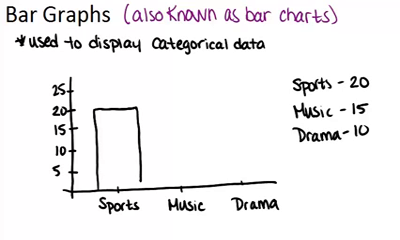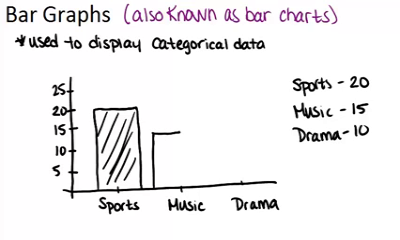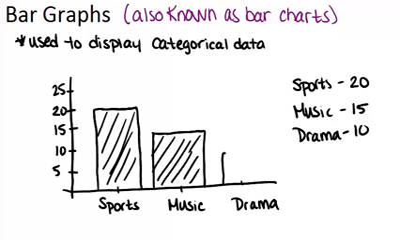One important thing is that your bars should not touch, and all of the bars should be the same width. So then for music, we're going up to 15. Notice how the 2 bars are not touching, and they're approximately the same width. And then for drama, we'd go up to 10. So this is a basic example of a bar graph.